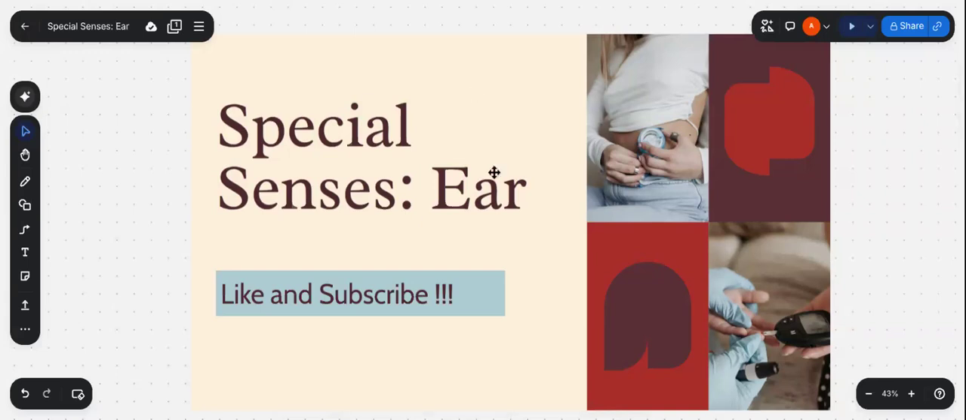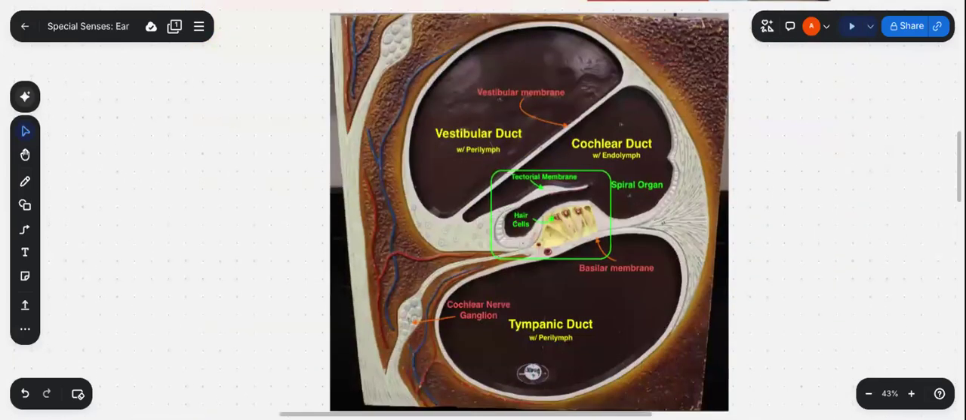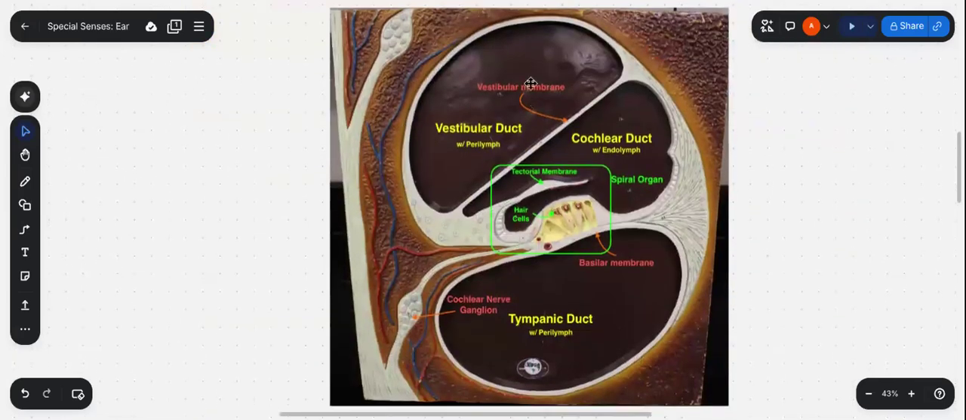And now we're going to get into the first model/diagram. Over here, you can see the three different ducts that are within your ear. The first duct is your vestibular duct over here, and it is filled with perilymph. Perilymph is just a type of fluid that is in this duct. Then separating the vestibular from the cochlear duct, you have this thin white line. This is known as your vestibular membrane.